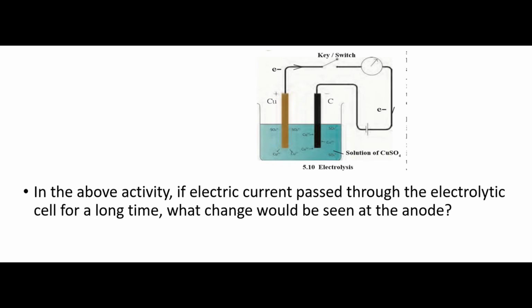Now, if the electric current is passed through the electrolytic cell, that is the electrolyte solution and two electrodes dipped in it, for a long time, what will happen at the anode? Now we know that copper ions are formed at the copper electrode and they are dissolved in solution and attracted towards the carbon electrode. So they get deposited on the carbon electrode. So slowly the copper electrode will lose more and more copper atoms, which are converted into copper ions and electrons, and the copper electrode will lose its mass. It will become thinner and thinner if the electric current is passed through the electrolytic cell for a long time.